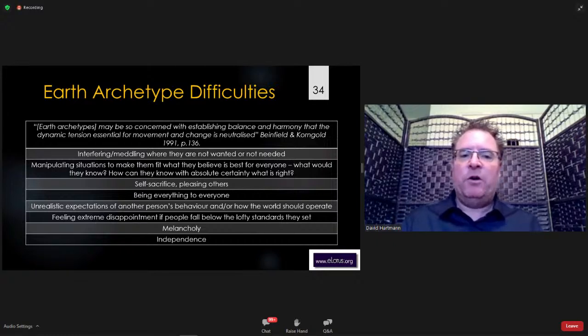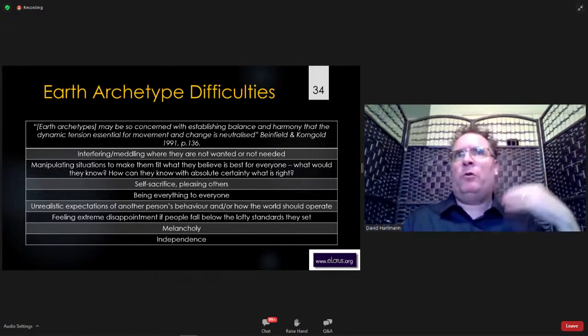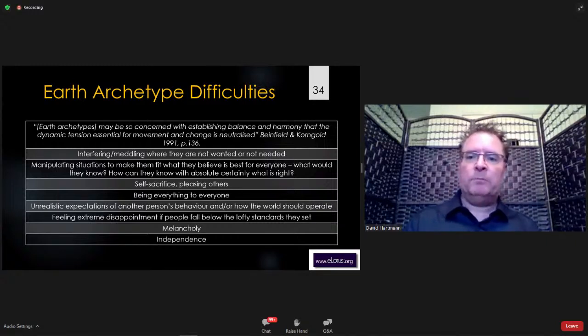Unrealistic expectation of another person's behavior and or how the world should operate. That's a good one. Feeling extreme disappointment if people fall behind the lofty standards they set. So again, on balance, when they're balanced, they're less like that. When they fall off balance, they really start to become quite self-critical and also critical of the wider community as well.